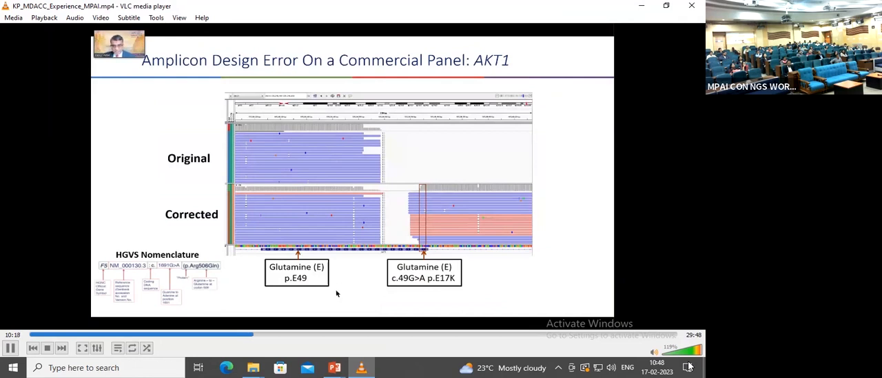At the same time, what we had noted is that there are some important gaps in some of the commercially available panels. For example, when you look at this panel here, this is the AKT1, an amplicon based panel. On the top is the original coverage, where instead of amino acid codon 17 being covered, somehow the coverage was placed on codon 49, perhaps because of the c.49 designation. When we noted this, we went back to the manufacturer, they immediately corrected, and we got the coverage back on the region that was needed.